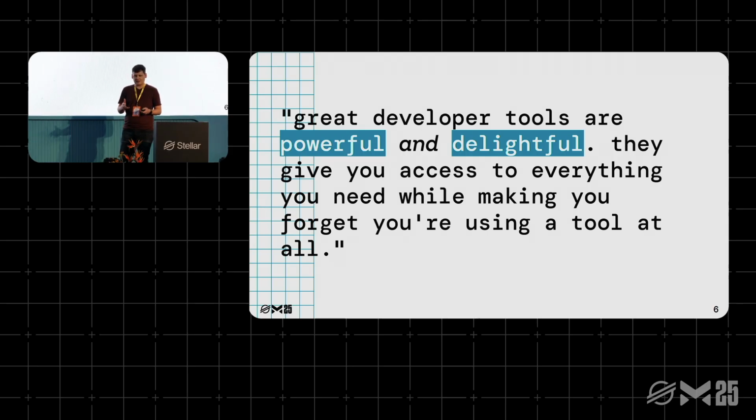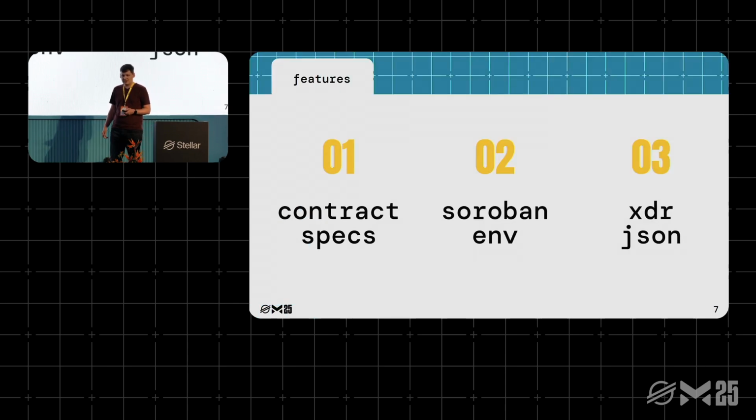Even if you don't identify as a developer product builder or developer tool builder, my hope is that this would still spur some new ideas for you. So the features that we're going to talk about are contract specs, the Soroban environment, and XDR-JSON.